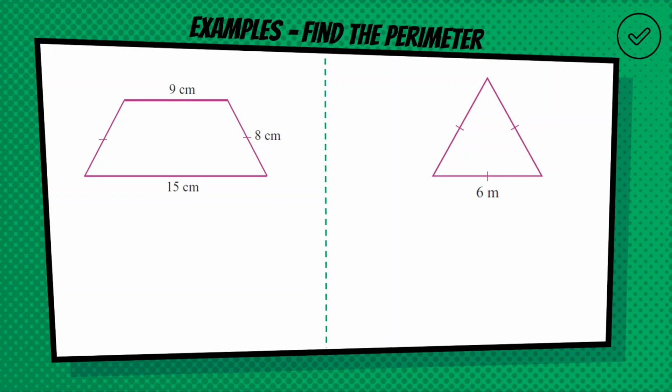So all you really need to know for these questions is that when sides are marked with the same marking, it means they are the same length. So for this shape here, this is an 8 over here, and this is also an 8. And over here, all three sides of this triangle are 6 meters long.